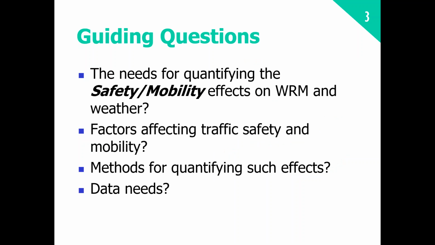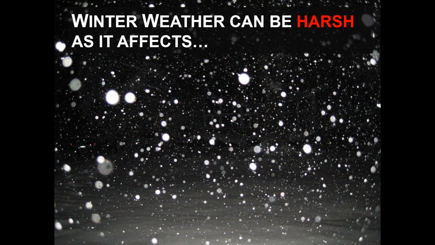Okay, so I'm gonna start with some guiding questions with the hope that I can answer some or all of these questions throughout the webinar. So the first question is the needs for quantifying the safety and mobility effects of winter road maintenance and weather. This is basically what we are gathered here together to discuss, what the needs are. And then after that, I'll talk about some of the factors affecting traffic safety and mobilities. And these are the key things for us to develop a good understanding of how we can quantify such effects. And then I'll go through some of the methods and the statistical analysis that we can use to quantify such effects, followed by some of the data needs that we have to have in order for us to conduct such analysis. Okay, let's begin with the background or introductions.